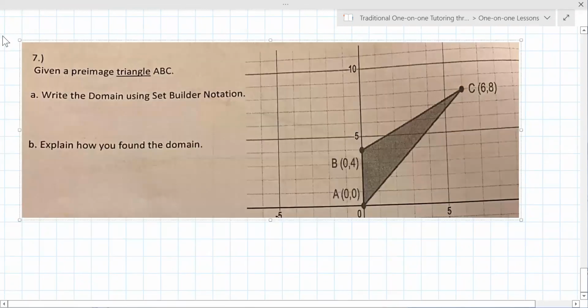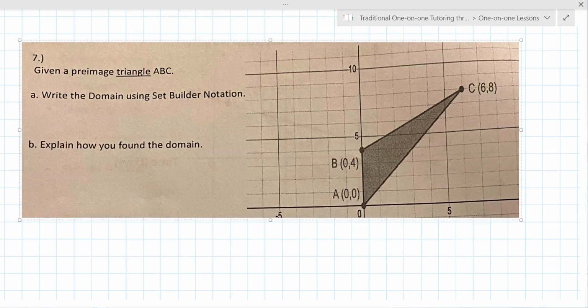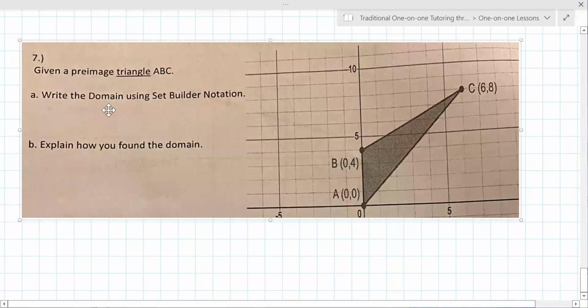Given a pre-image triangle ABC. So this is weird because it's the triangle, it's the region in between. If you're not really sure, we can skip it because I still have time and I could ask him about it tomorrow. The language is odd. Pre-images are usually used in a different class called linear algebra, matrices and stuff like that. So maybe he or she was not thinking clearly when they did this.